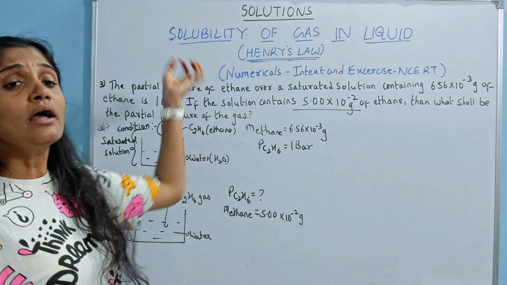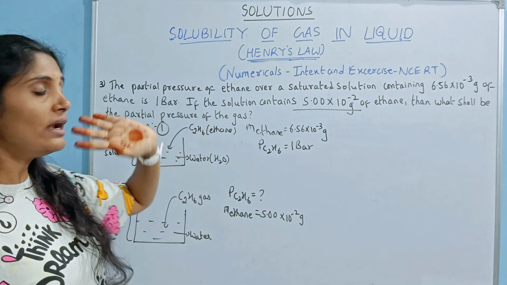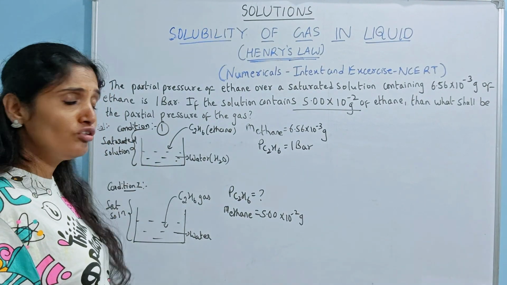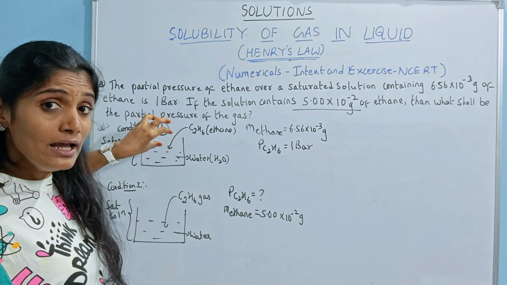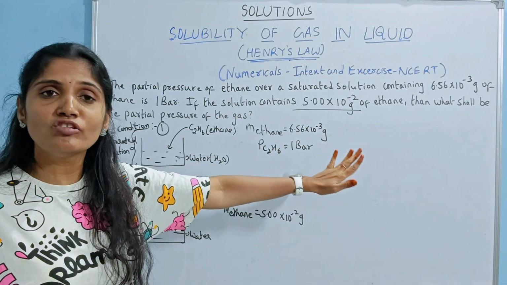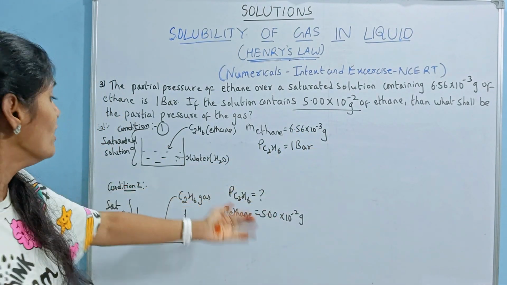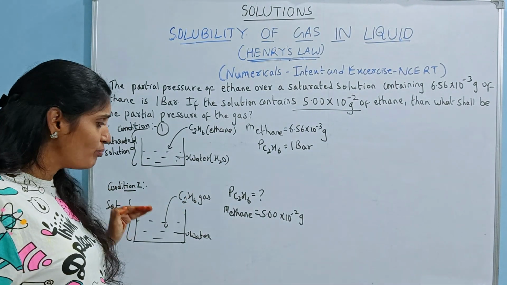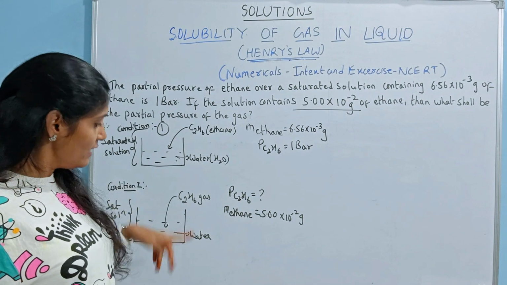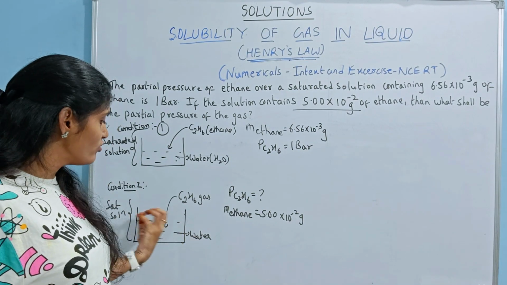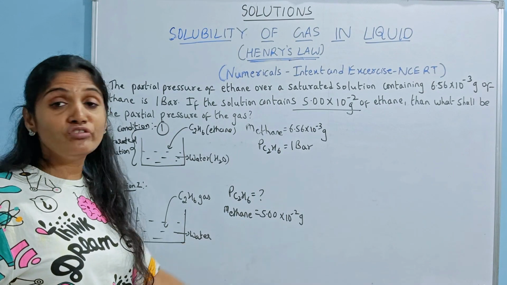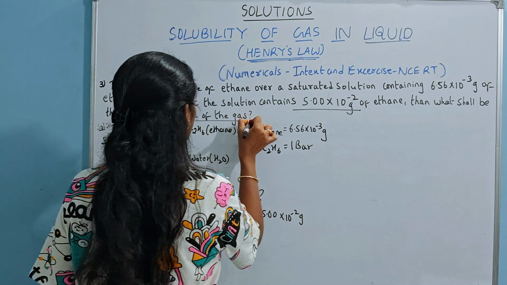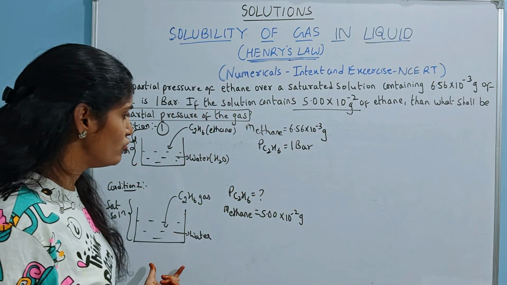So in the first case, ethane gas has been passed at a partial pressure of 1 bar into water. A saturated solution has been made, and the mass of ethane in it is 6.56 × 10^-3 grams. In condition 2, he didn't give us the partial pressure of ethane gas, but he has given the mass of ethane in the saturated solution, which is 5.00 × 10^-2 grams. Now our motto is to find the partial pressure of the gas for condition 2.